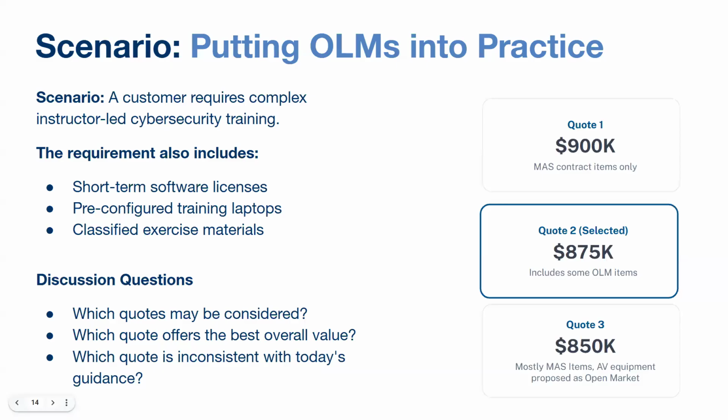And then we have quote three. Even though it offers the lowest price, it relies on open market items where today's OLM flexibilities are intended to provide a compliant alternative. So as we discussed earlier in today's session, the updated ordering procedures encourage agencies and contractors to leverage OLMs and existing mass solutions whenever appropriate, rather than reverting to open market purchases.